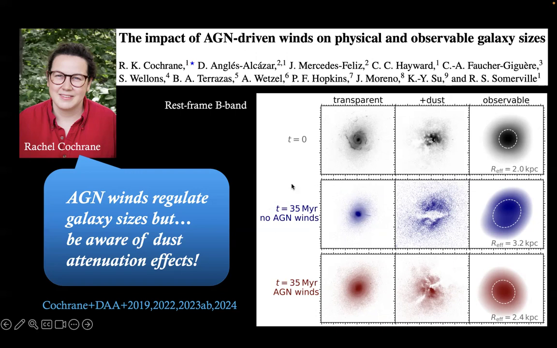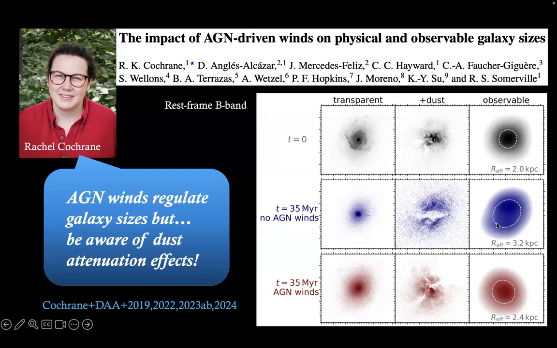In the absence of winds, if we look at a simulated galaxy in the rest frame B band, we see this blue panel on the left, a very, very compact galaxy because the stars are forming very efficiently at the center. But this is without taking into account dust obscuration. If we actually do a synthetic observation, doing 3D dust continuum radiative transfer, we basically don't see almost any light from the center. And so the galaxy would seem to be much more extended because the dust is obscuring most of the stars at the center.